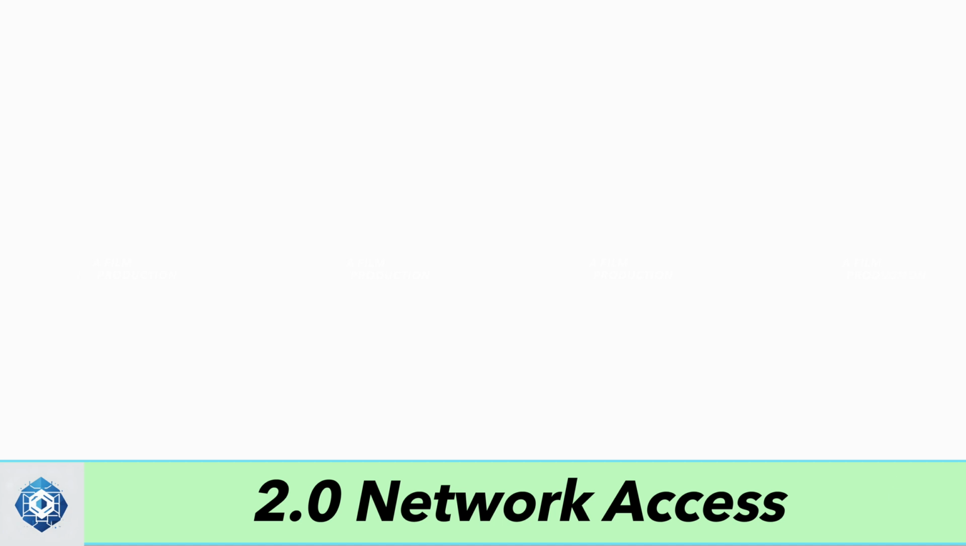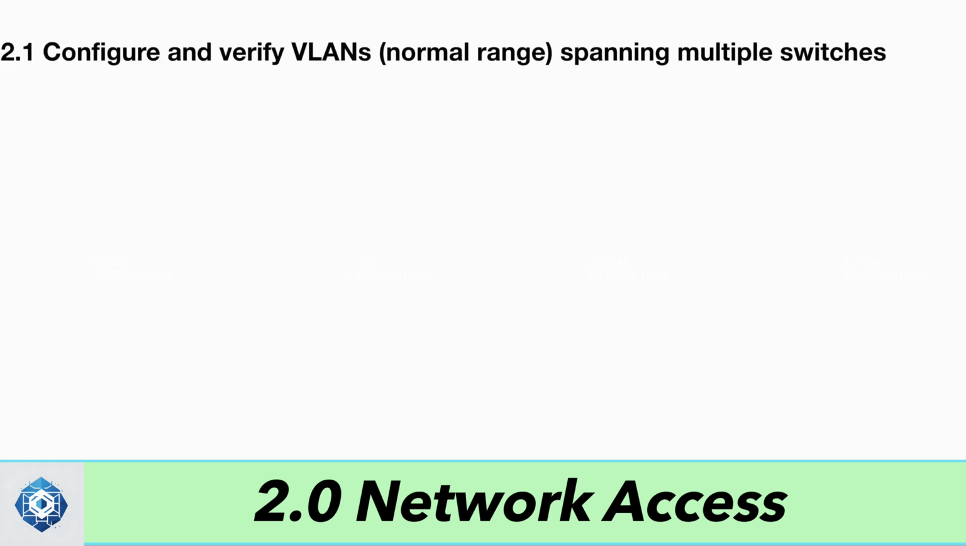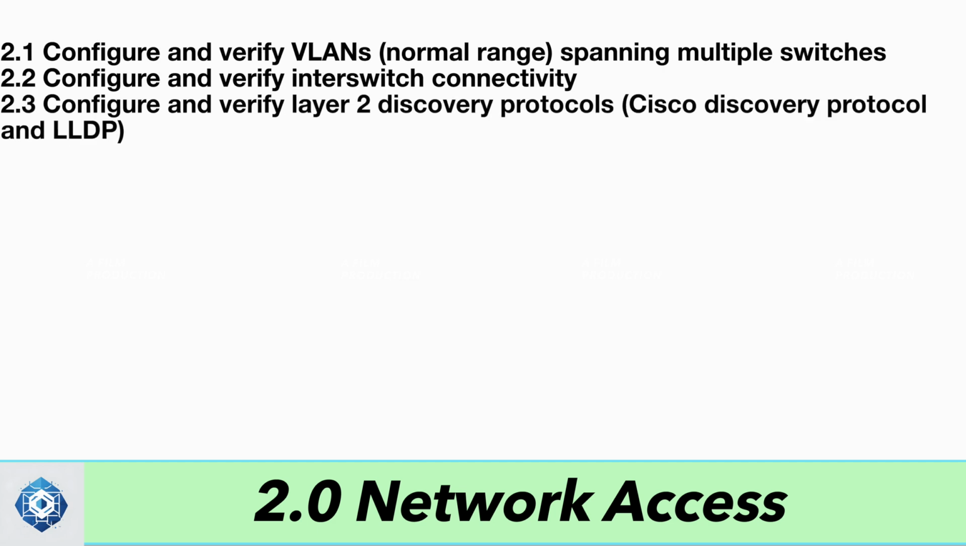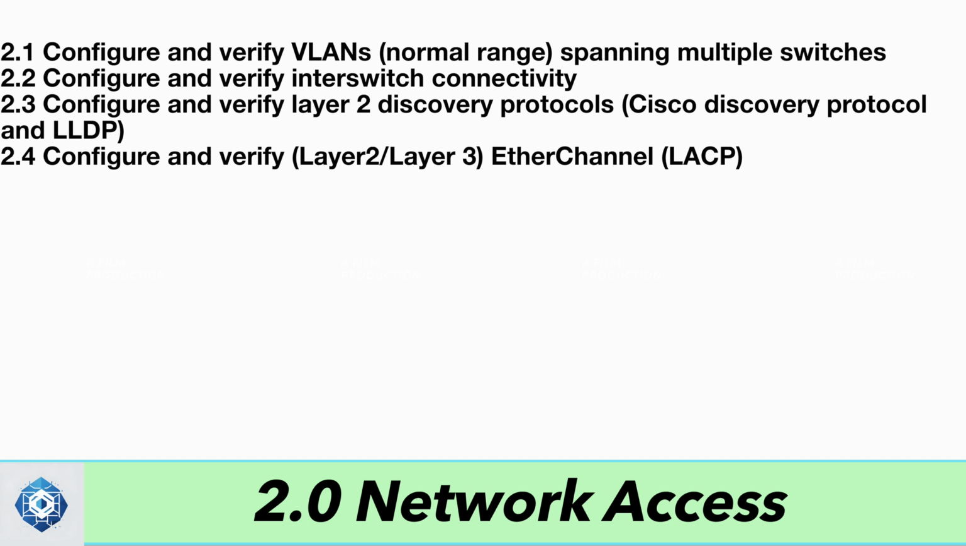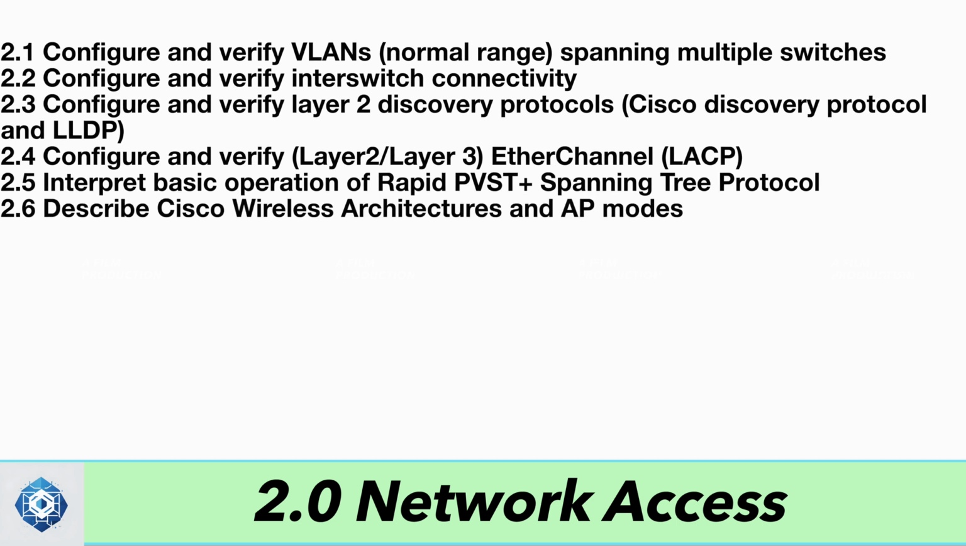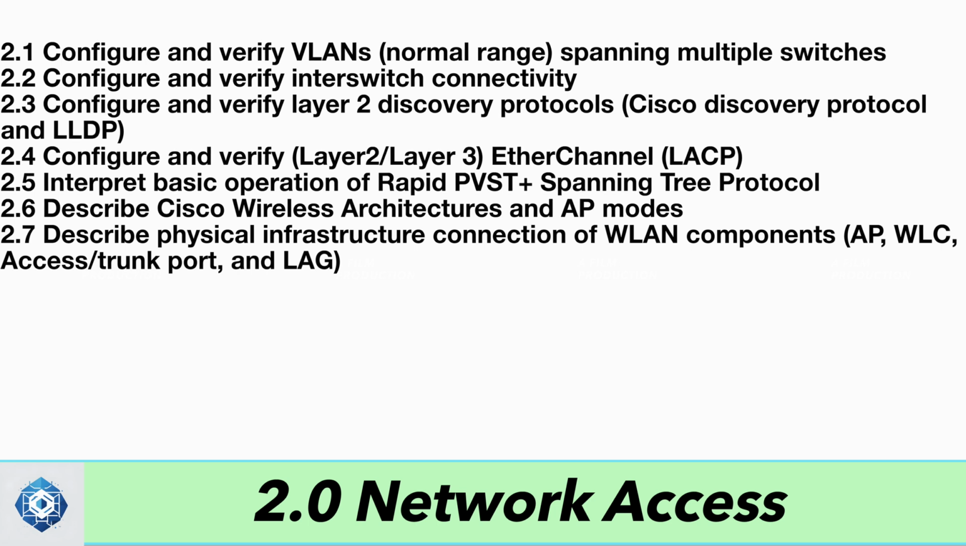Looking at section 2 here for network access, we will have to learn how to configure and verify VLANs for normal range spanning multiple switches, configuring and verifying inter-switch connectivity, configuring and verifying Layer 2 discovery protocols such as Cisco Discovery Protocol and LLDP, configure and verify Layer 2 and Layer 3 EtherChannel, interpret basic operations of Rapid PVST+ spanning tree protocols, describe Cisco wireless architecture and AP models, describe physical infrastructure connection of WLAN components such as AP, WLC, access and trunk ports, and LAG.